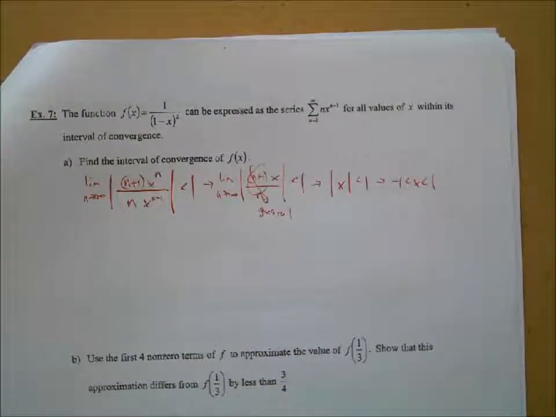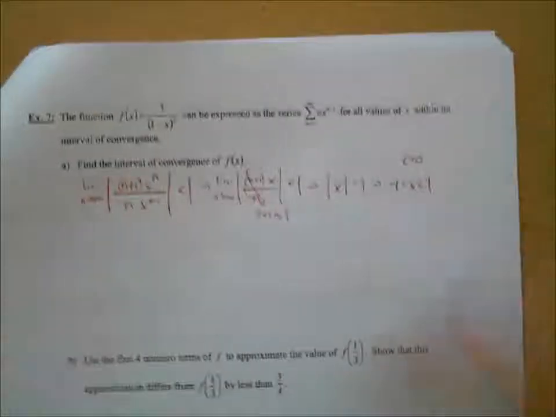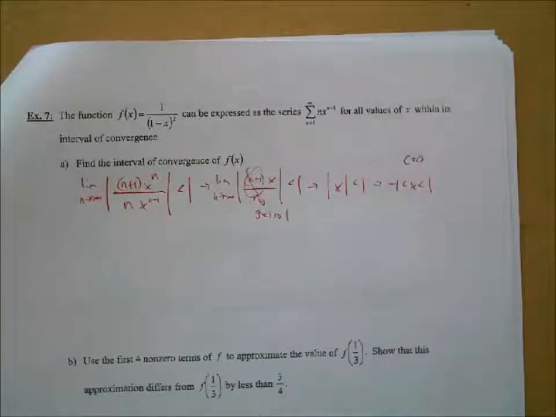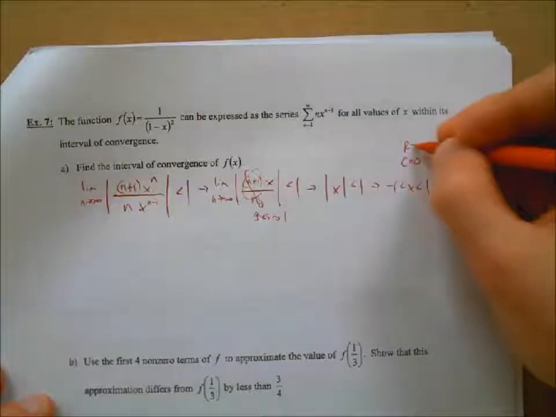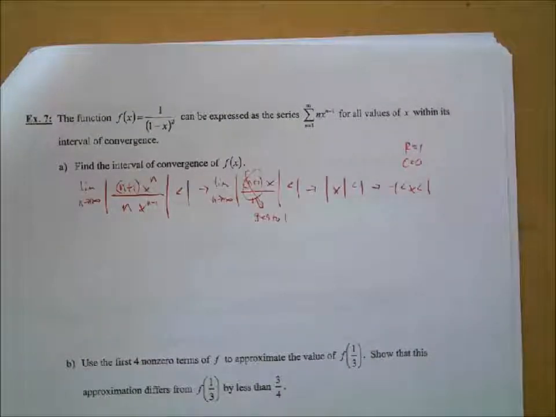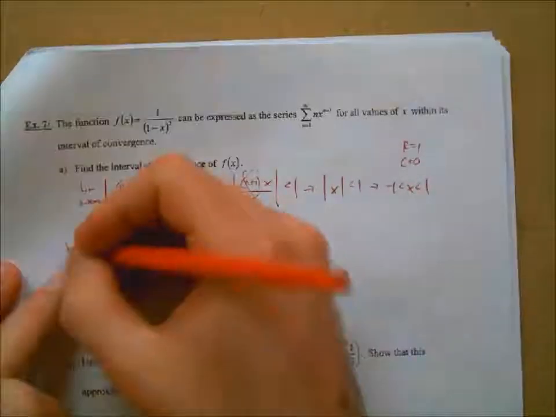If we wanted to, we could identify the center here. What are we centered about? C is 0. We could also identify the radius of convergence. R equals 1, since we're 1 away from the center in either direction. So we're done, right? What do we still have to do? Test the endpoints.